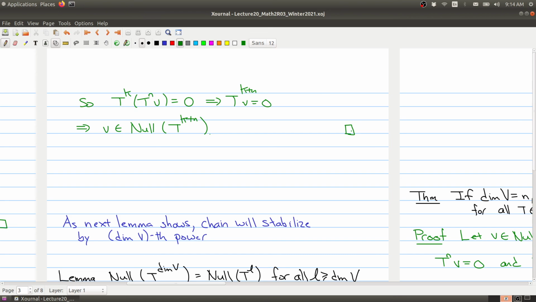So we'll pause here and we'll look at some more properties of the null space when we look at a fixed operator raised to a power.